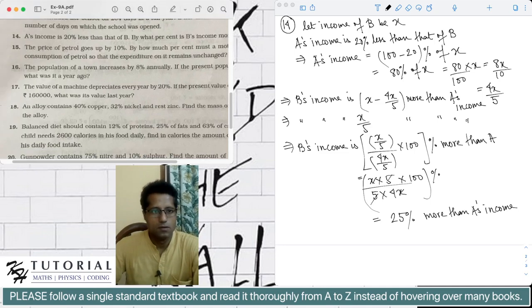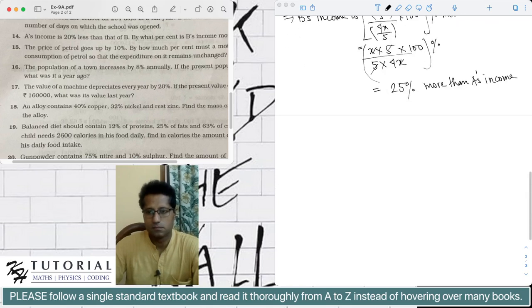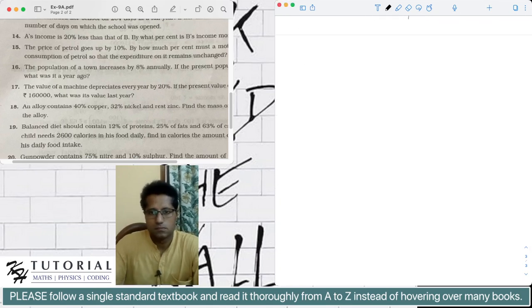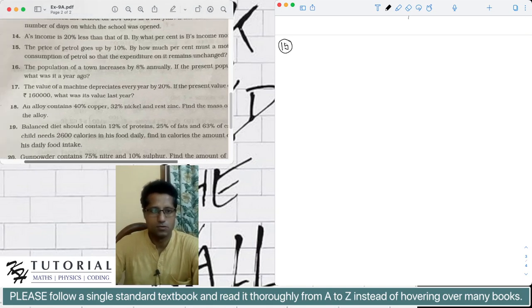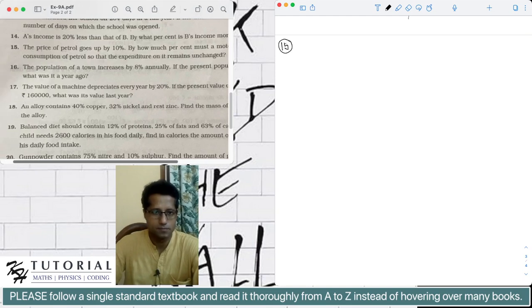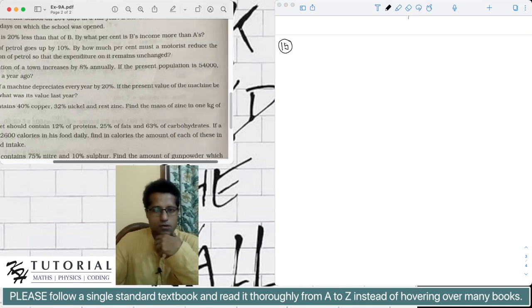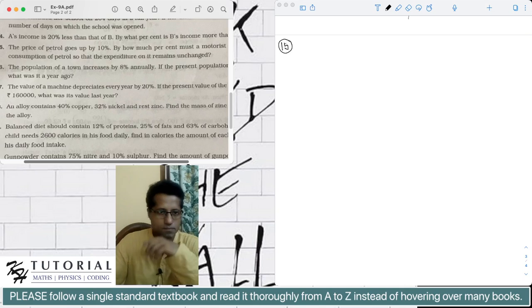Okay, let's do problem number 15. It is given that the price of petrol goes up by 10%. By how much percent must a motorist reduce the consumption of petrol so that the expenditure on it remains unchanged? Okay. So, by how much percent must a motorist reduce the consumption of petrol so that the expenditure on it remains unchanged?